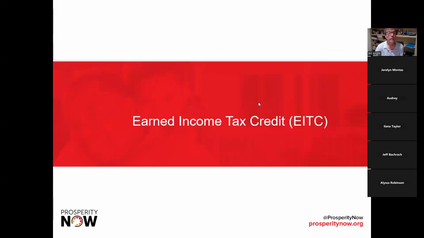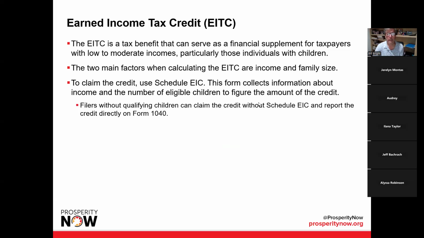So the earned income credit, income tax credit, it's a tax benefit that can serve as a financial supplement for taxpayers with lower moderate incomes, particularly those individuals with children. This credit has generally been, I think it goes back to the Eisenhower administration, and it has in general had bipartisan support in Congress. There's been talk trying to expand that several times, and it doesn't really go anywhere, but it's still there. Again, there's two things that calculate the credit, your income and the actual family size.